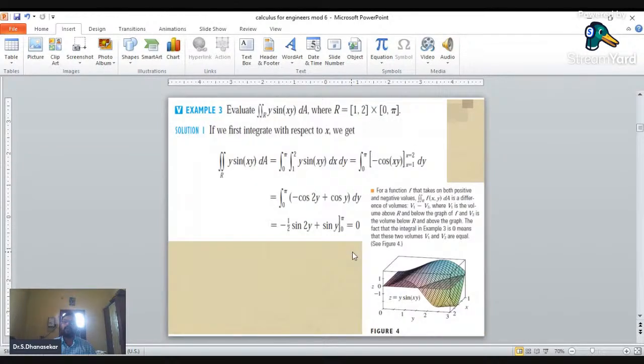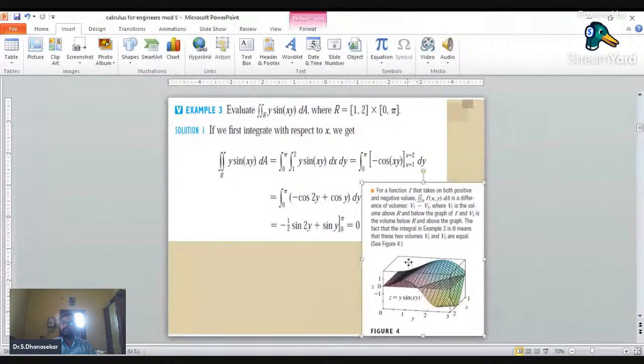Okay. Now, another example: y into sine of xy dA, where the rectangle is 1 comma 2 to 0 comma pi. If you see that, the thing will be like this. So this is the volume you are finding out. You are getting 0 because the positive part and negative part cancel each other. So you may ask why that volume can be 0. Volume can be 0 because the positive volume and negative volume cancel each other.